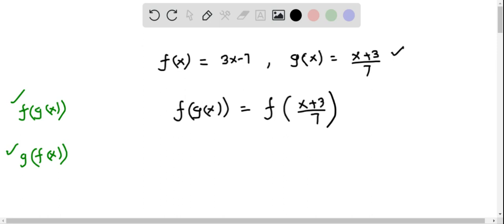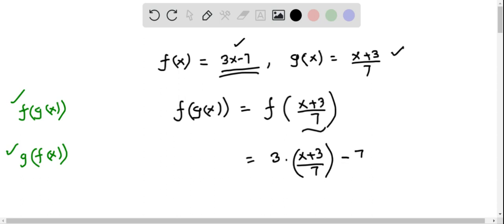Now we have to determine this f of x plus 3 over 7, and this equals, we have to replace x in f of x by this expression, x plus 3 over 7. So therefore, we have f of x equals 3x minus 7. So 3 times, I replace x by x plus 3 over 7, and then minus 7.